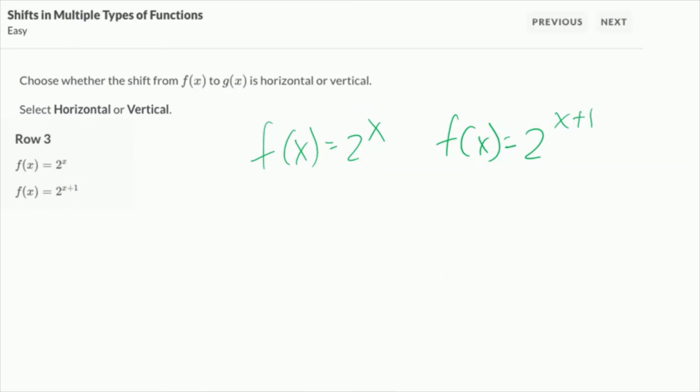Now we have f of x equals 2 to the x power and g of x equals 2 to the x power plus 1. Our general rule here is if there's any change to the x value, then it will be horizontal. In our case, the change is x plus 1, right? So something's happening to the x value. When something happens to the x value, that means the shift will be horizontal.